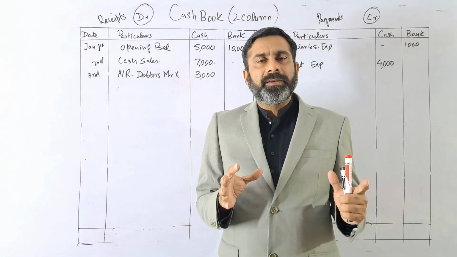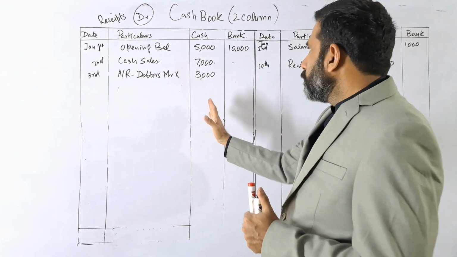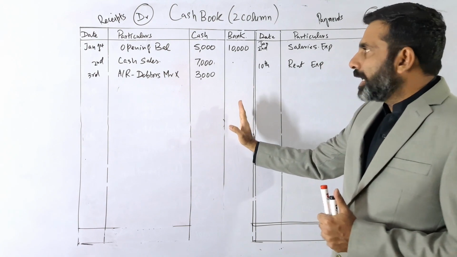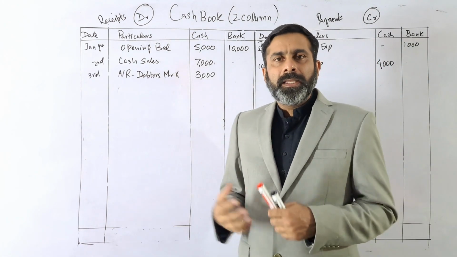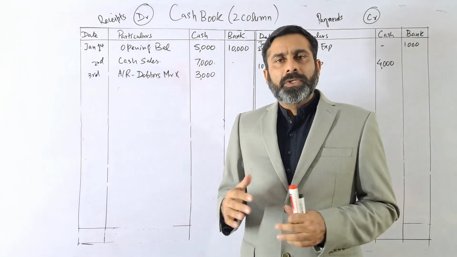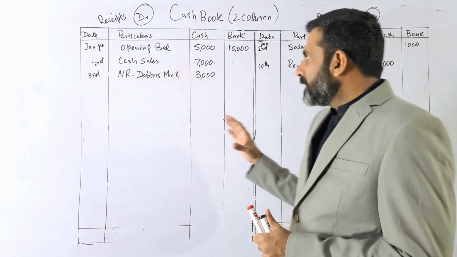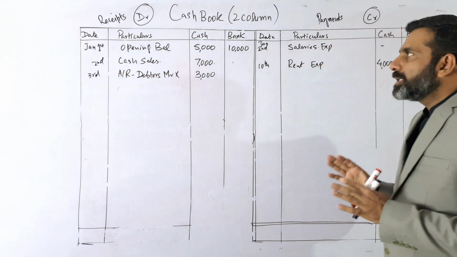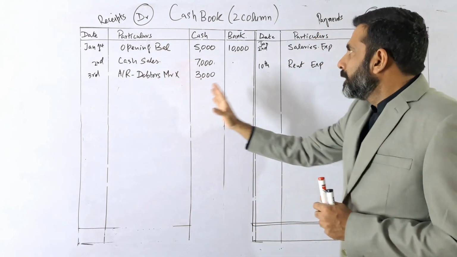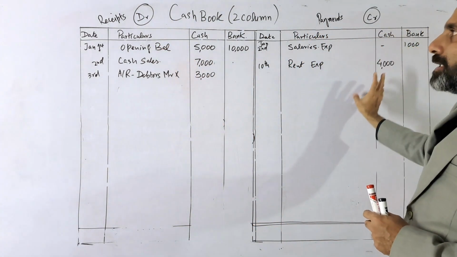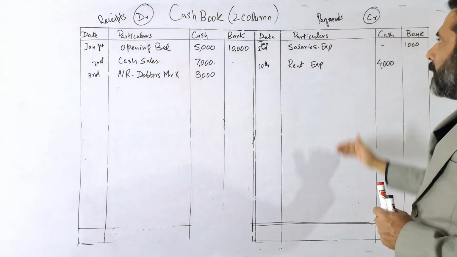To understand the bank reconciliation, we need an understanding of the cash book with the two columns, the cash in hand column and the cash at bank column. For this purpose, to understand the two column cash book, we have previous videos you can check on the channel. Very simply, the debit side is the receipt side and the credit side is the payment side.